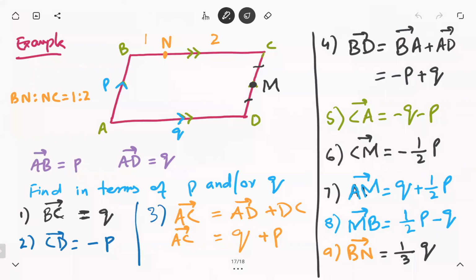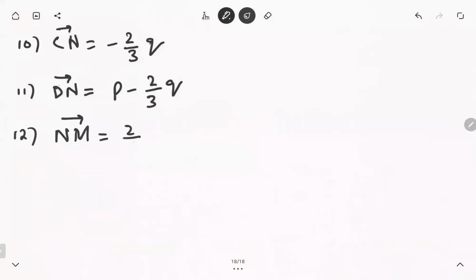Yes, so N to C is 2/3 Q and C to M is half P, but against the direction of P, so minus half P. So it is NC is 2/3 Q minus half P. Ji, is that clear?